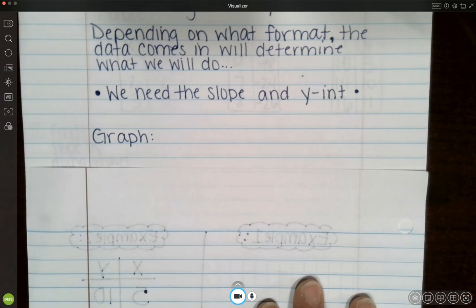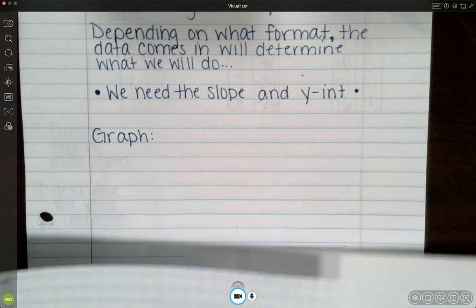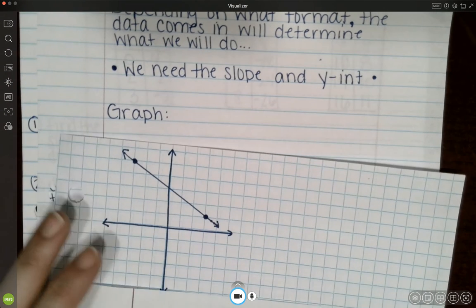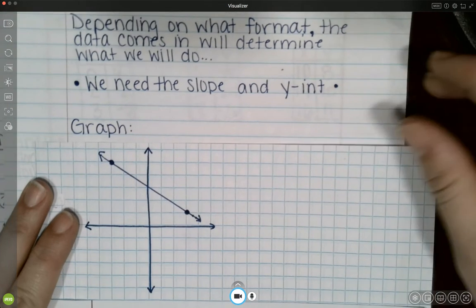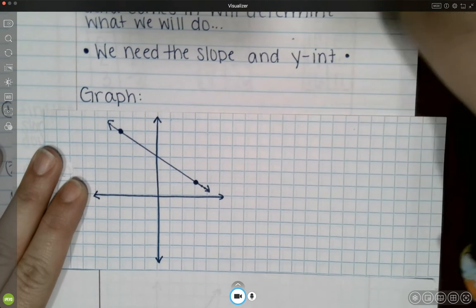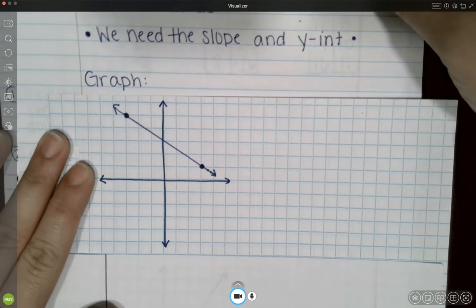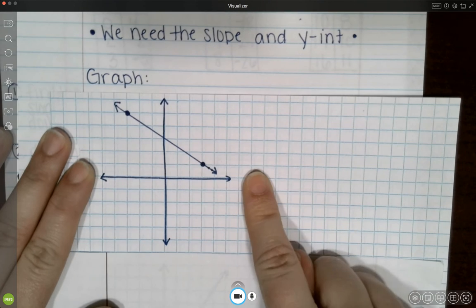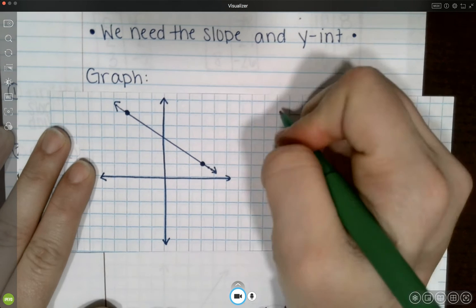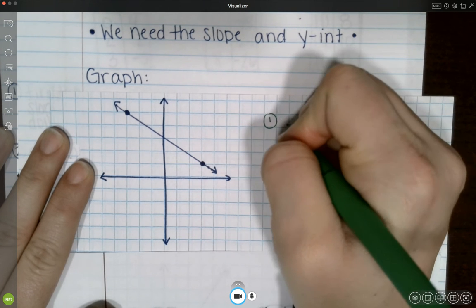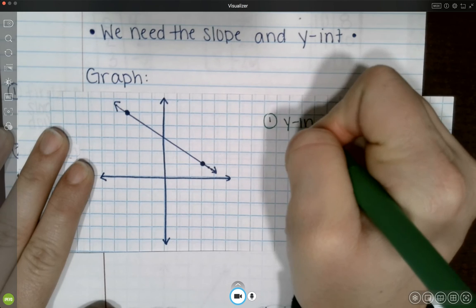So the first mode that we're going to take a look at is when we are in graph mode. I have a handy dandy graph for us here. And so the question is, how can I make this graph an equation? When we are in graph mode, we first need to grab the y-intercept.